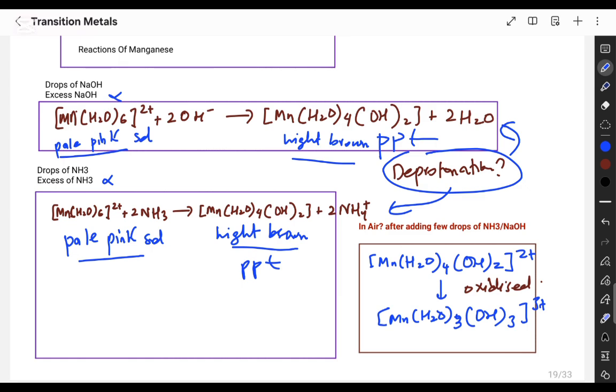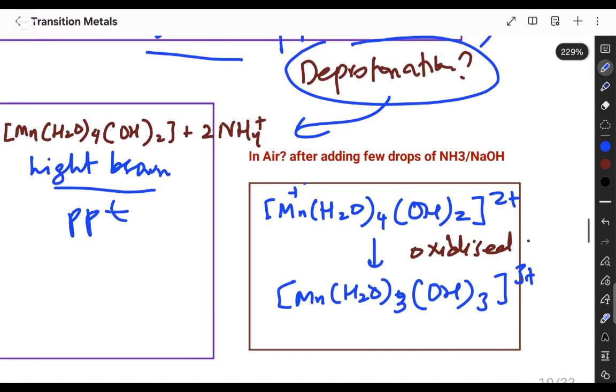Now, what you can do is you can take the precipitate and leave the solution in air with the precipitate, and the manganese will be oxidized from +2 to +3. So notice, +2, -2, so it's going to have a charge of 0, right? And then we have +3 here, and we have -3 here, right? So it goes from +2 to +3.